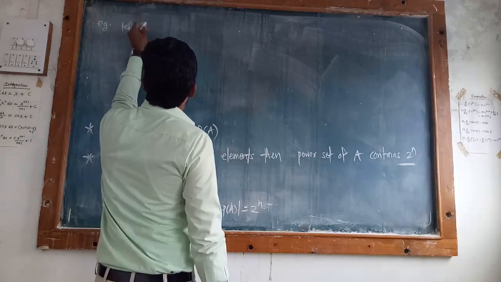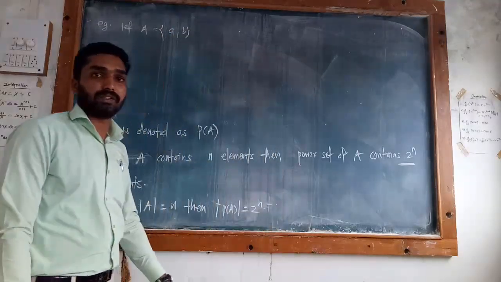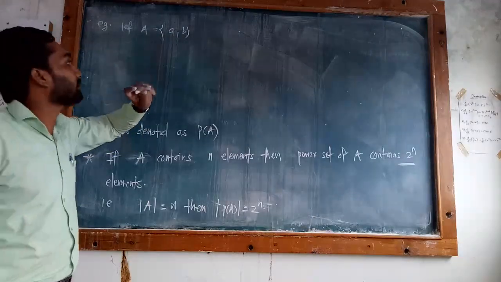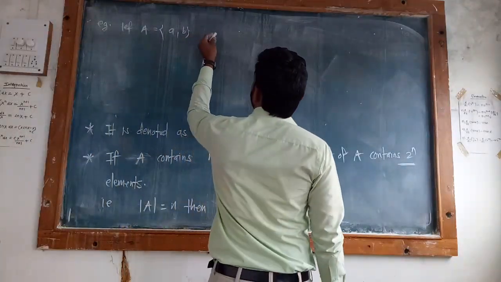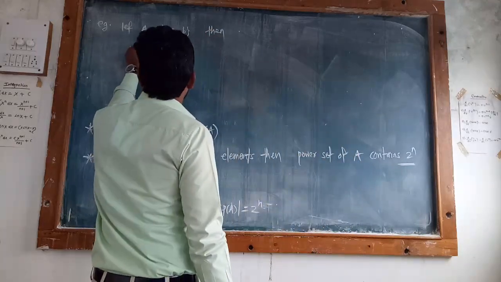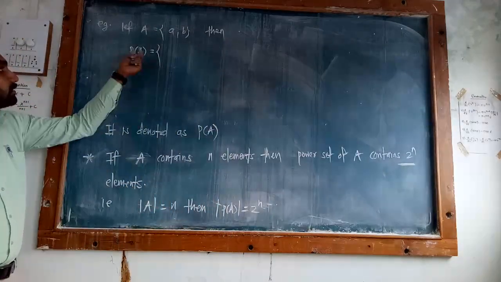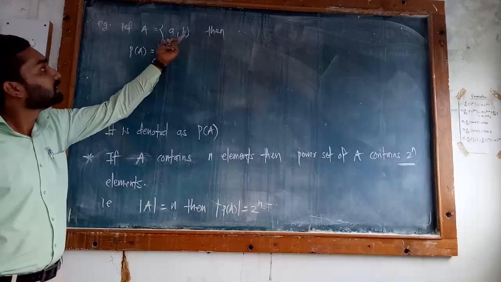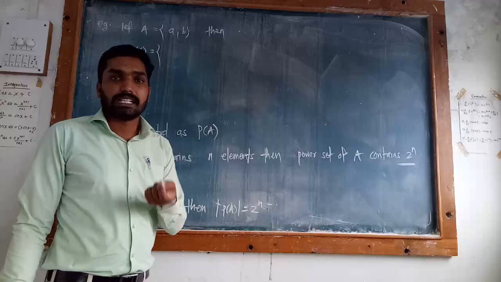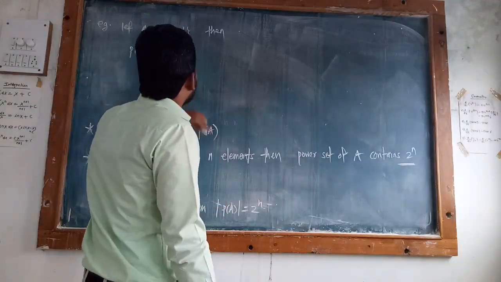Let set A equal to a and b. How many elements are in the set A? That is 2 elements. Then the power set of A equals, what do you mean by power set? It is the collection of all subsets of A. Now we already know that the empty set is a subset of any set, therefore the empty set comes first.